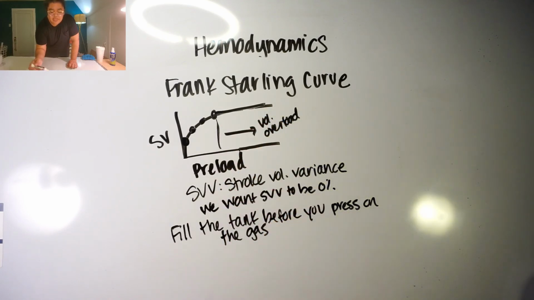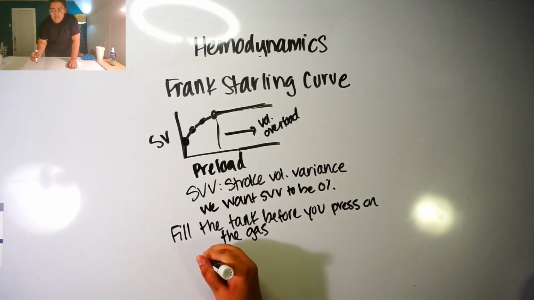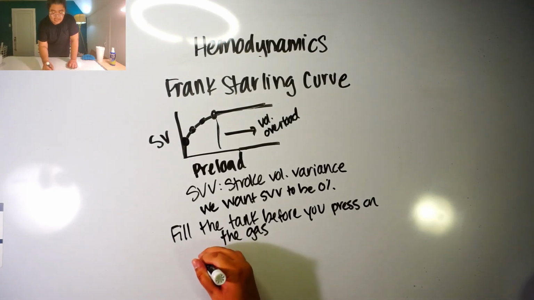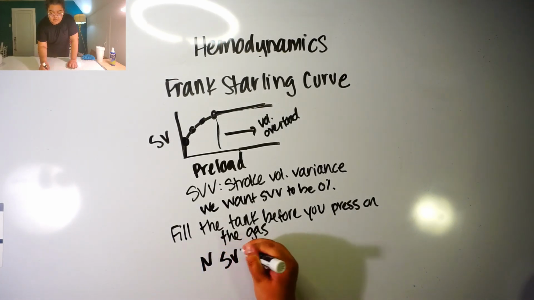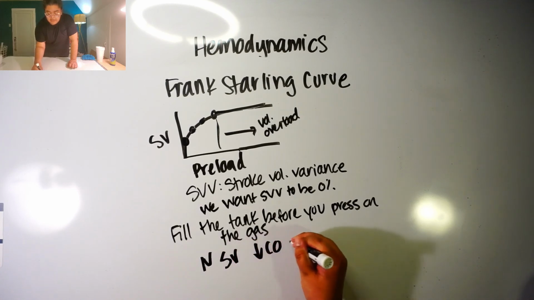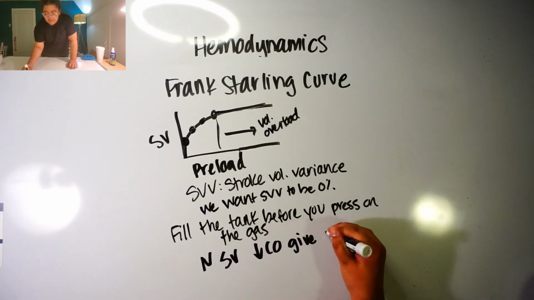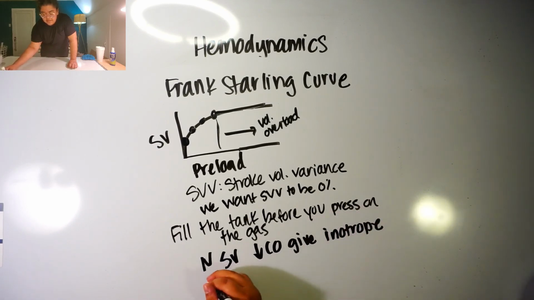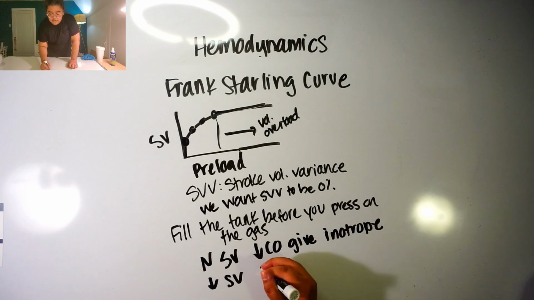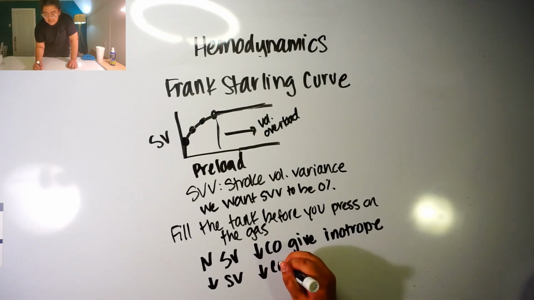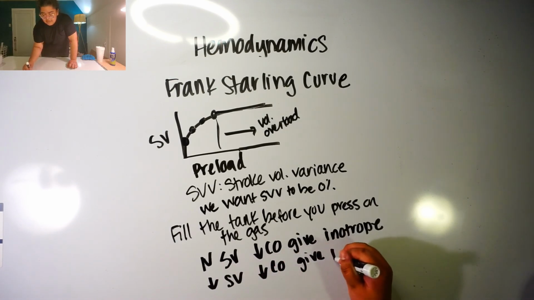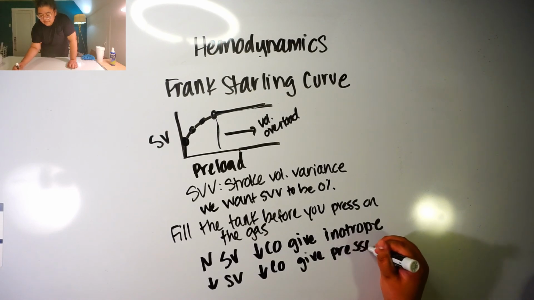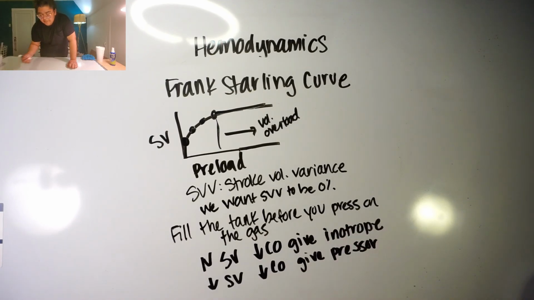We stop giving fluid. If they're still hypotensive, then if they have a normal stroke volume but a low cardiac output, give them an inotrope. If they have a low stroke volume and a low cardiac output, give them a pressor. So that is hemodynamics for you.